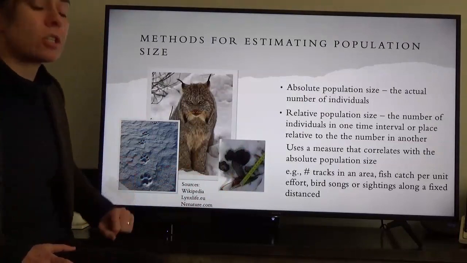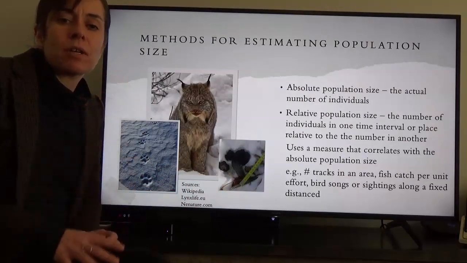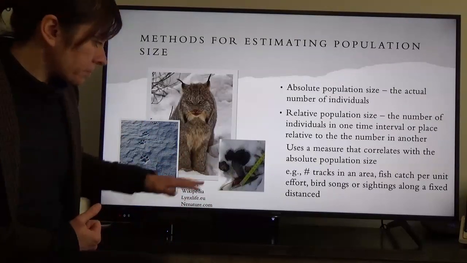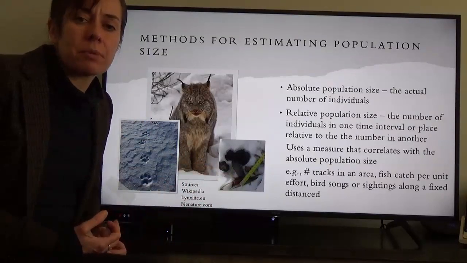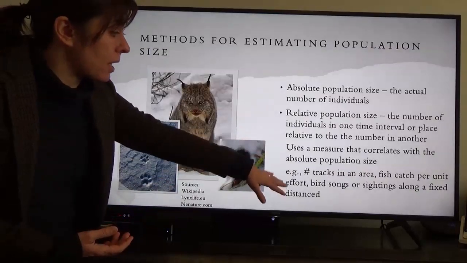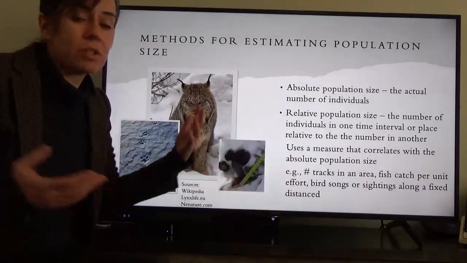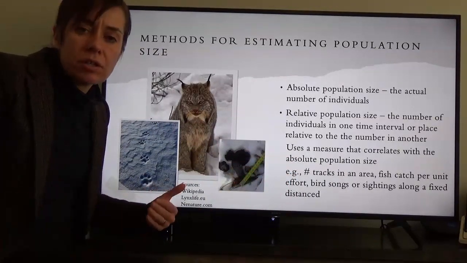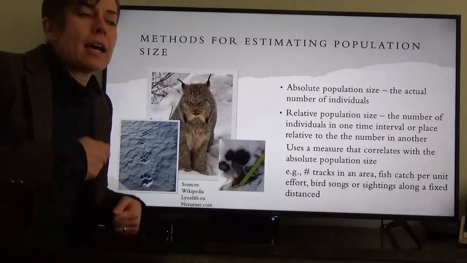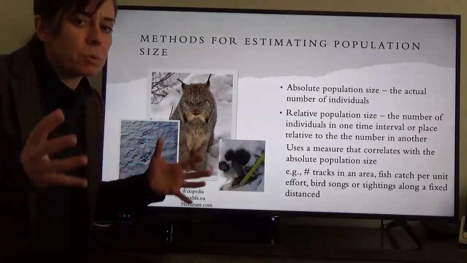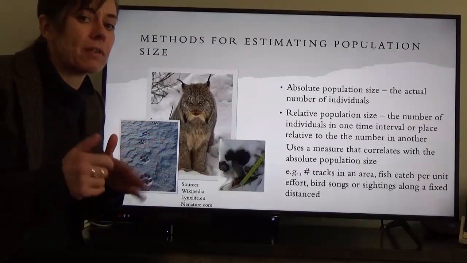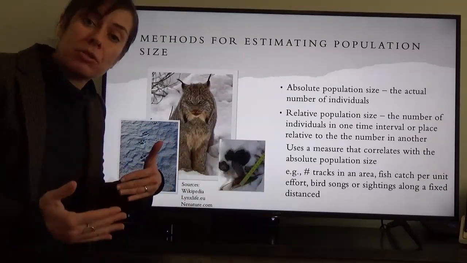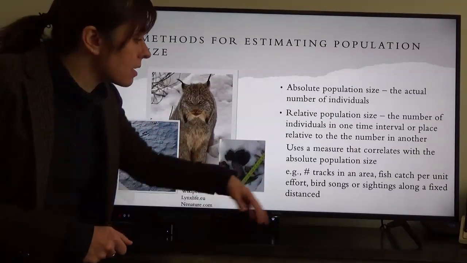But for the relative population size, there are various ways you might do that. You might use tracks. You might do transects in various places and count how many times you come across tracks. You might count how many times you come across scat. If you're interested in fish, maybe that's fish catch per unit effort: how long your trawler was down there, how many hours you spent trying to catch fish. We think about that catch per unit effort as a relative population size, comparing it to some other time or some other place.